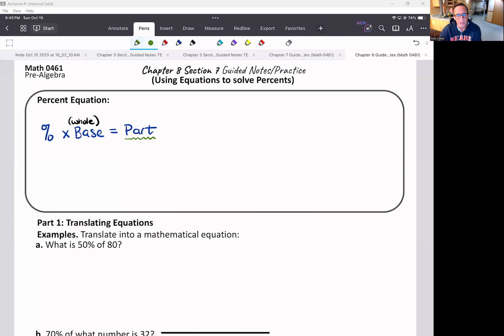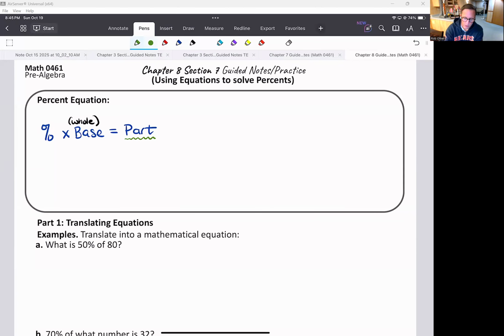Obviously, this equation right here is great for finding the part. I don't think I really explained this, but the part is a lot of things in a percent problem. It could be the discount, how much is being taken off the price, or it could be the markup, how much is being added to the price. Sometimes a discount is called a markdown. It could be the tip. It could be how much weight you lost in a week. The part could be a lot of things.